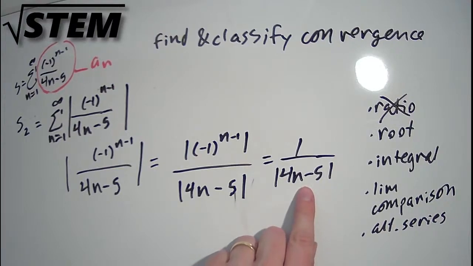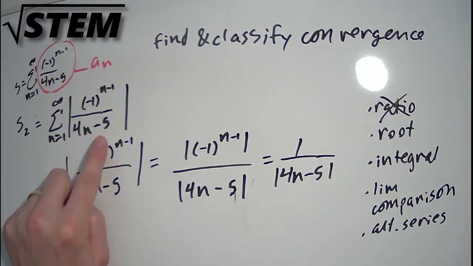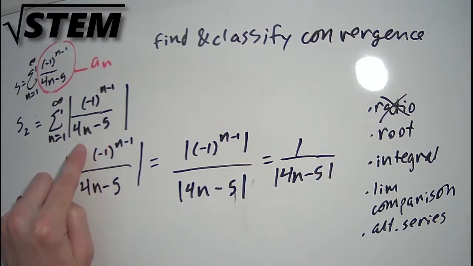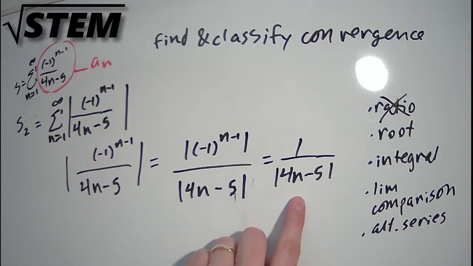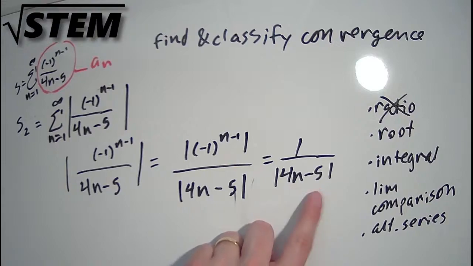So this should be positive most of the time. The only problem is at n equals 1, because we would have 4 minus 5 being negative 1. But after that, we would have 8 minus 5, which is positive, 12 minus 5, which is positive, and so forth.